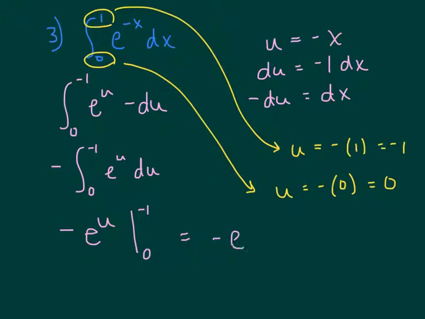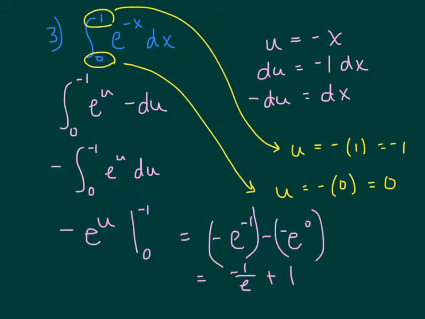So I have negative e to the negative 1 minus negative e to the 0. Okay, so this was the upper bound plugged in, and there's the lower bound plugged in. All right, negative e to the negative 1 is simply just negative 1 over e, right? Because e to the negative 1 pushes it down, and then the negative makes the fraction negative. All right, minus negative e to the 0. Well, e to the 0 would be 1, and then the negative of that is plus 1.